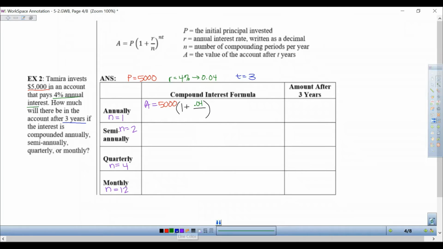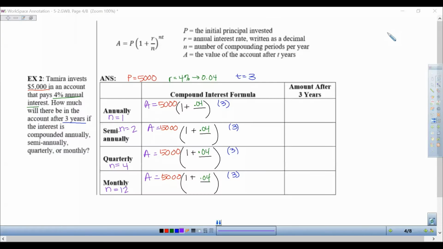And then that's raised to the N times T power, where T is 3. So I just filled all those in so that I don't have to write it each time. So we can pause when we need to. N is 1 for this one. So N goes in my denominator and N goes here, okay?